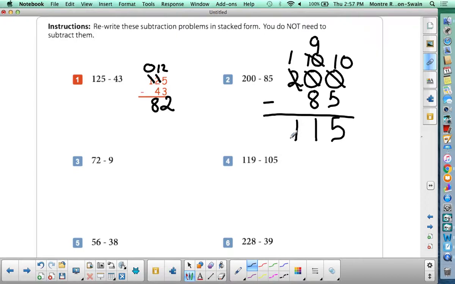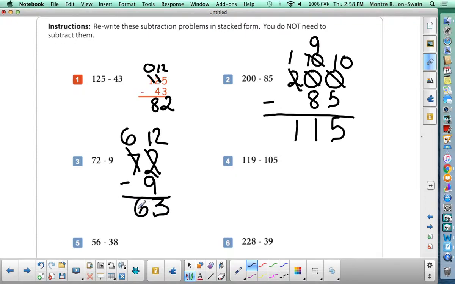Number 3, 72 minus 9. Rewriting that in stacked form, making sure that my 9 is in the ones place. Okay, I have 2. I cannot take 9 away from it, so I'm going to go to my 7 in the tens place. Cross out the 7. The 7 becomes a 6. The 2 becomes 12. 12 minus 9 is 3. 6 minus nothing is 6.